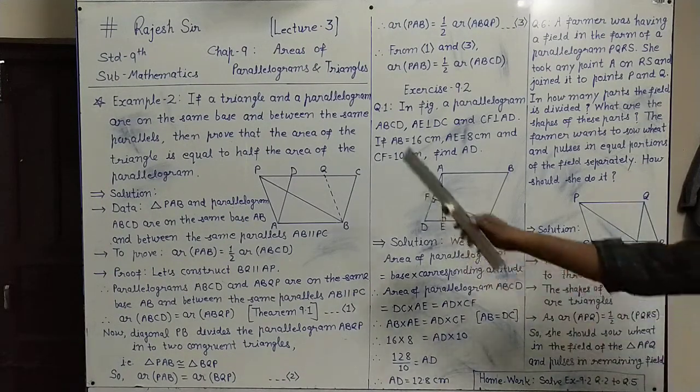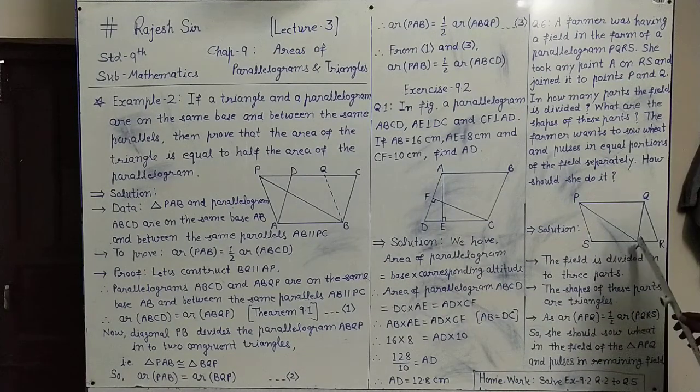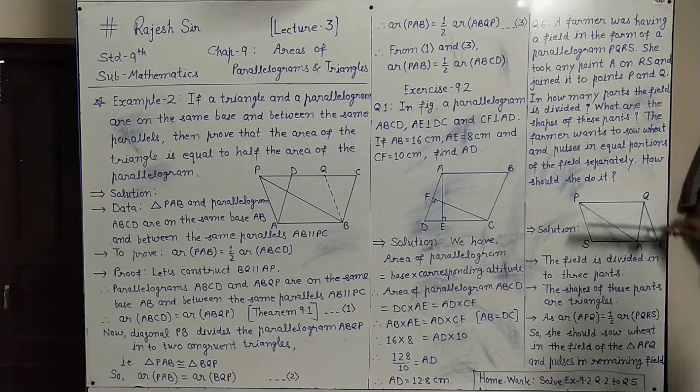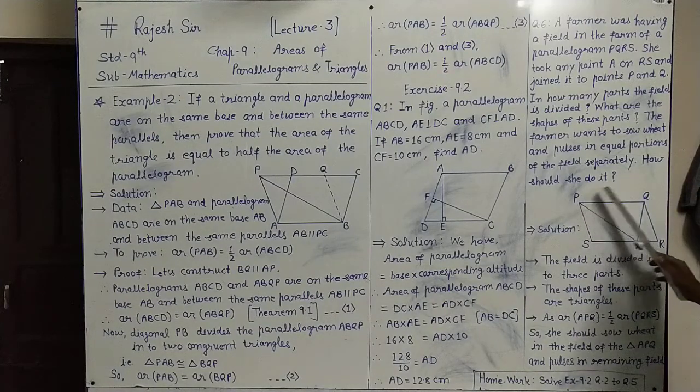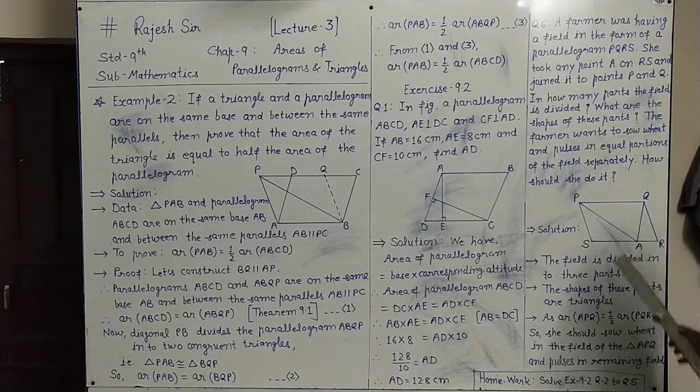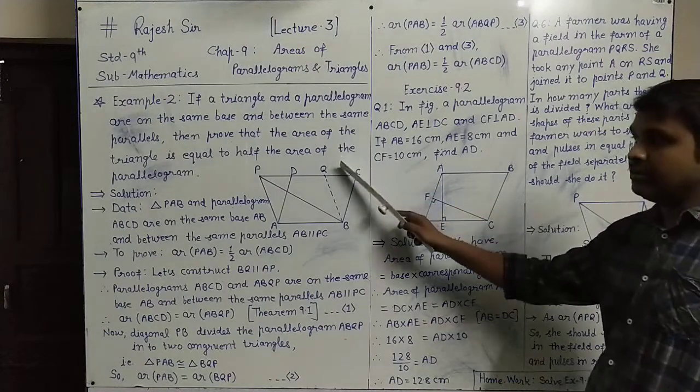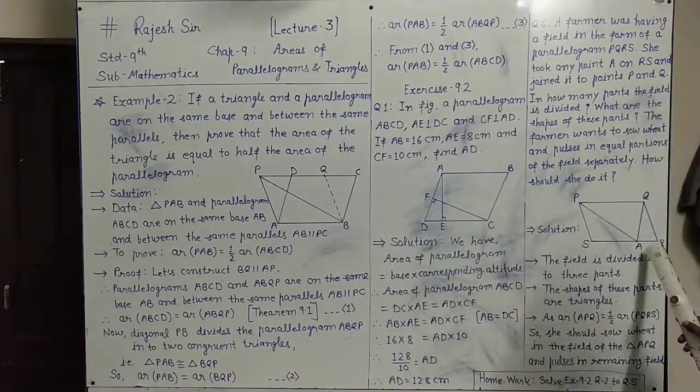As we have seen in example 2, this triangle APQ and the parallelogram PQRS have the same base PQ and are between the same parallels. So the area of triangle APQ will be half of the area of parallelogram PQRS. This is the result from example 2. We can use it here. Good.